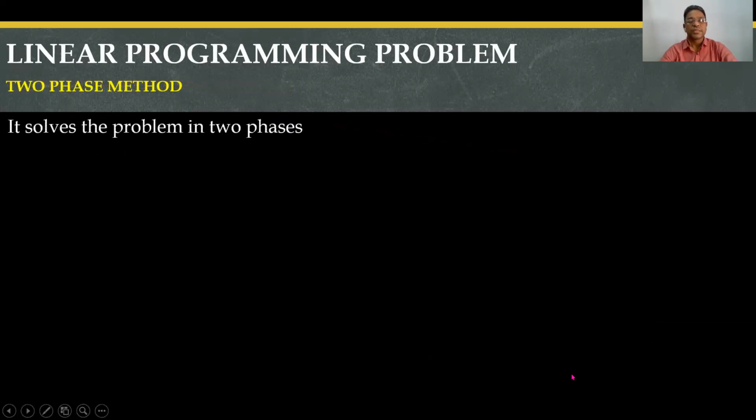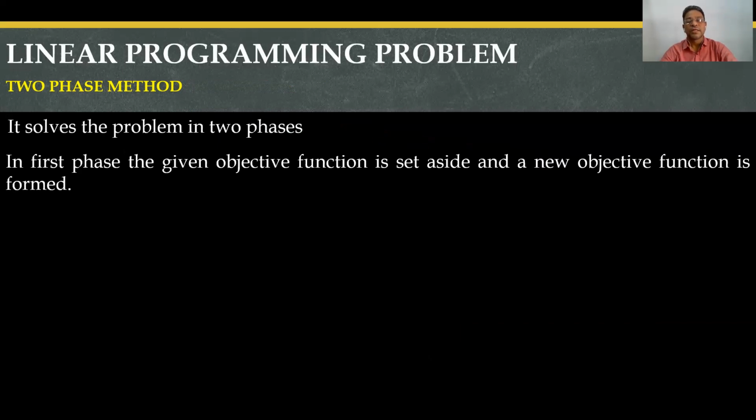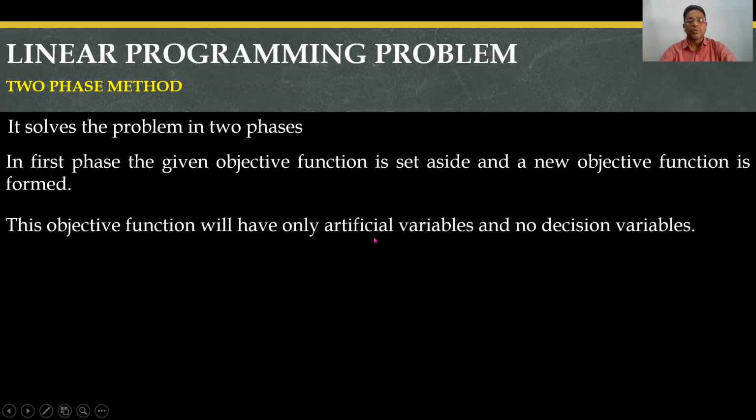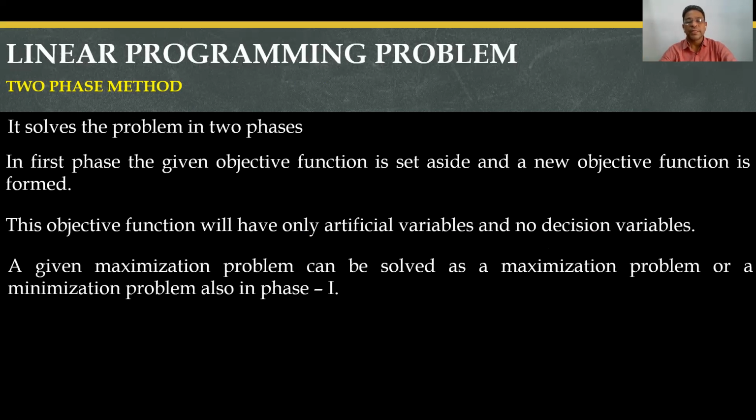Now we'll move on to the two-phase method. It solves the given problem in two phases. In the first phase, the given objective function is set aside and a new objective function is formed. The new objective function will have only artificial variables and no decision variables. So it will not be like z equals something x1 plus something x2. The objective function will have only artificial variables.